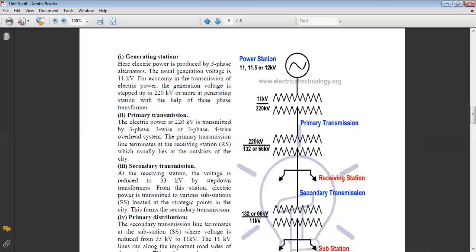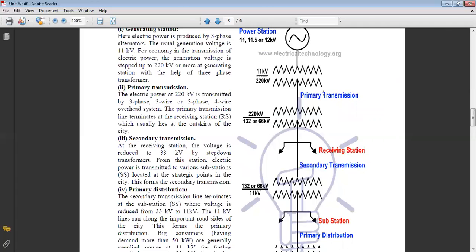This 220 kV is being stepped down to 132 kV or 66 kV. Not 11, it is either 132 or 66 kV. Clear? So at the end of primary transmission, we are stepping down the voltage. Here at the end of primary transmission, we are stepping down the voltage.